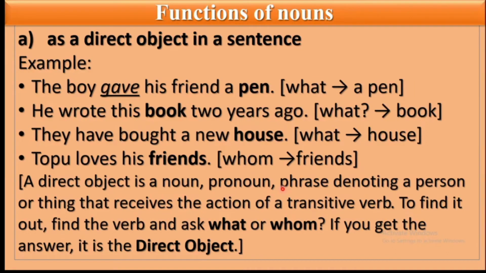They have bought a new house. So what is the verb here? The verb is bought or have bought. And now I am asking a question using what. So what have they bought? They bought a house. So house is the direct object in this sentence.